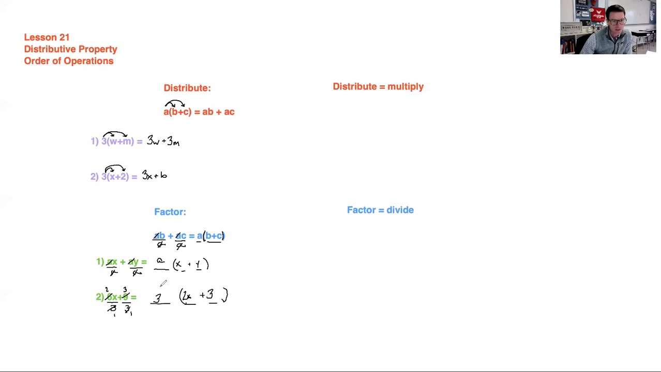And again, to just tie it back to the Jeopardy, these are the questions. If this is a distribute question, so if I distributed this 3, I could check this. If I distribute, does that equal what I started with? 3 times 2x is 6x. 3 times positive 3 is positive 9. So yes, this checks out. Okay, that is distributive property. So let's move on now to order of operations.